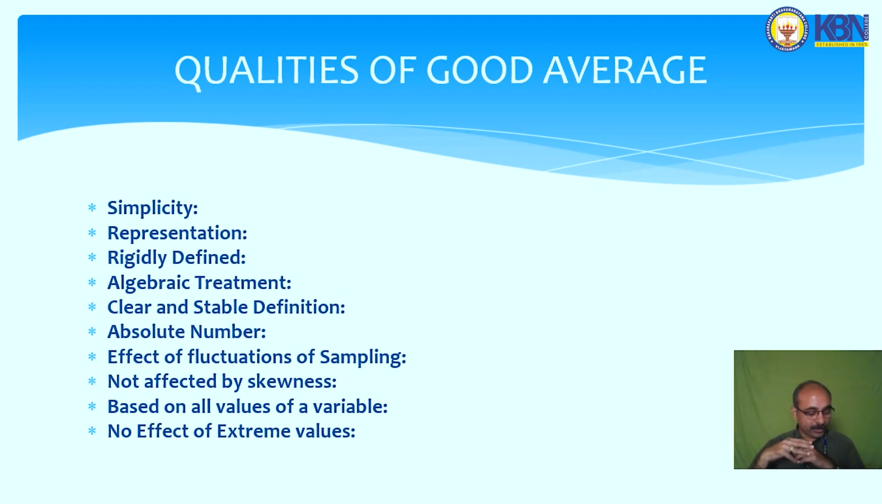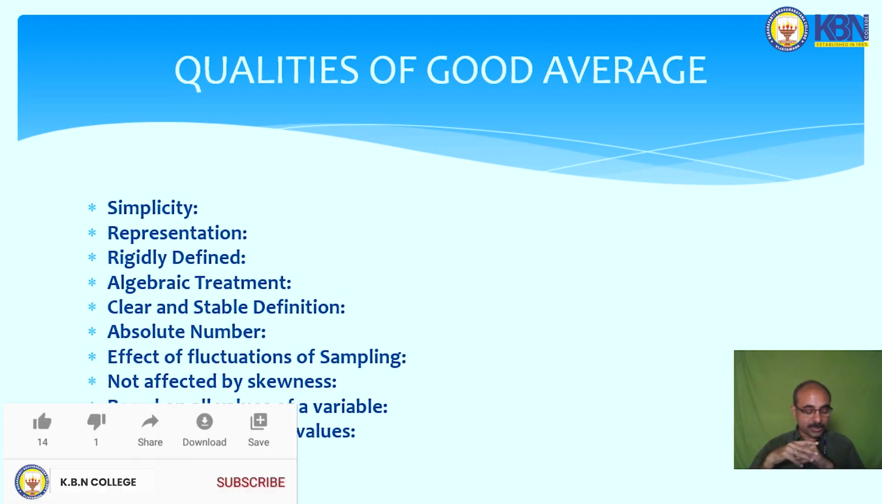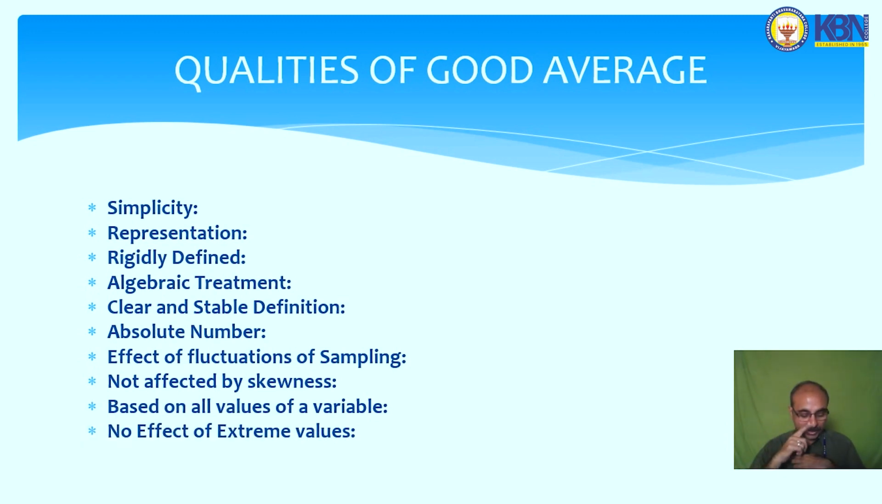Next one, effect of fluctuations of sampling. That means a good average should not be affected by fluctuations of sampling. If a new sample is taken, the fluctuations must not be very wide or very much deviated. That we have to understand. In other words, if different samples are taken, all the samples should represent an equal and exact answer. Next one, not affected by skewness.